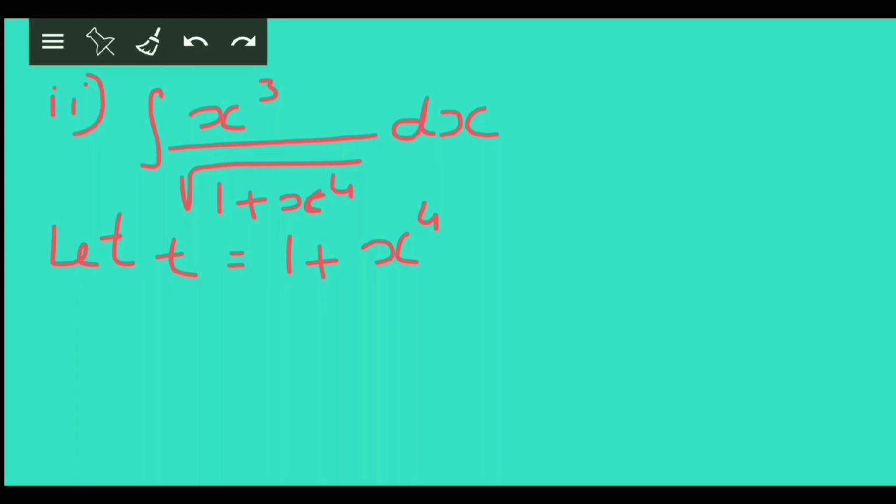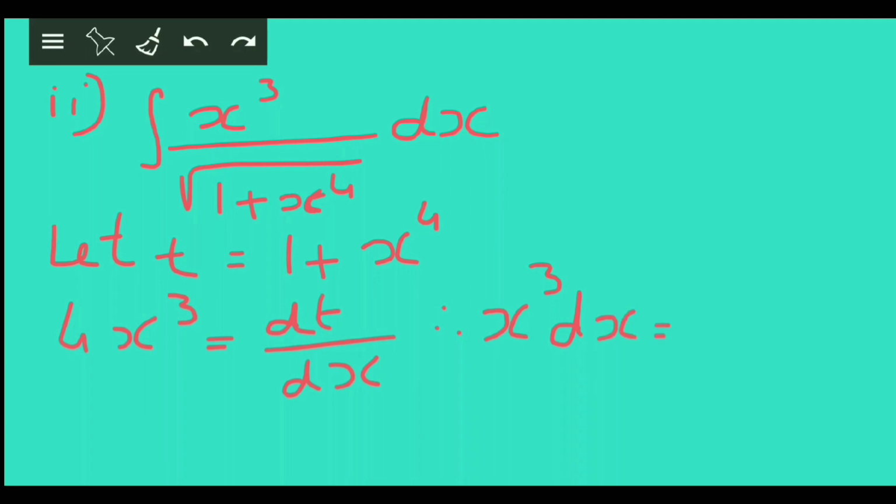Okay. Again, we differentiate both the sides with respect to x. So we get actually 1 becomes 0, x raised to 4 becomes 4x cube, is equal to dt by dx. And therefore, we get x cube dx, because we bring dx on this side. So x cube dx is equal to dt by 4.